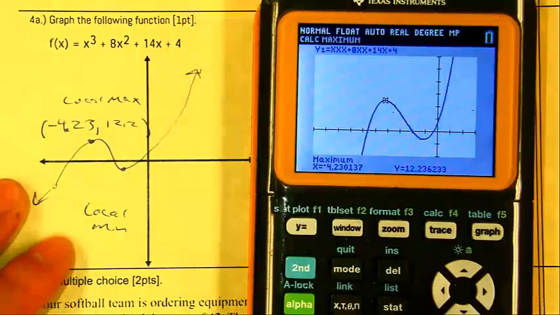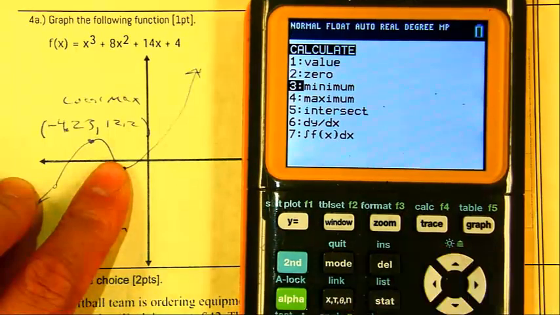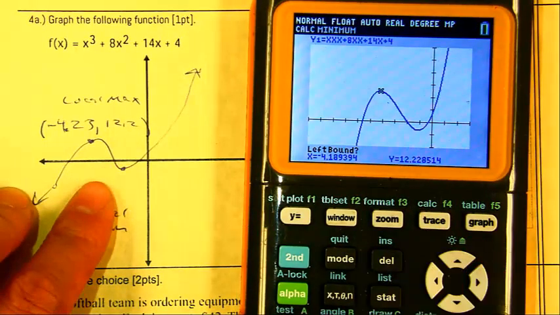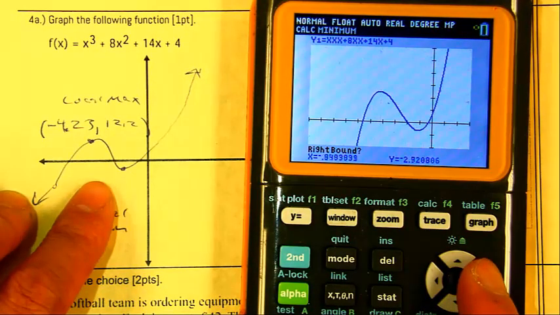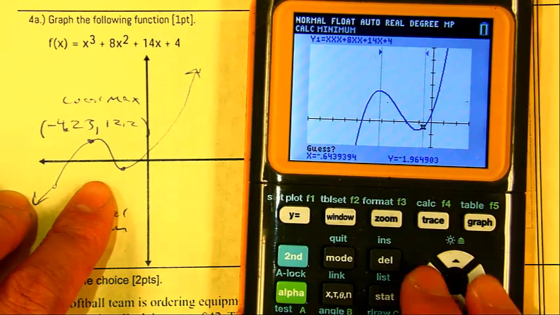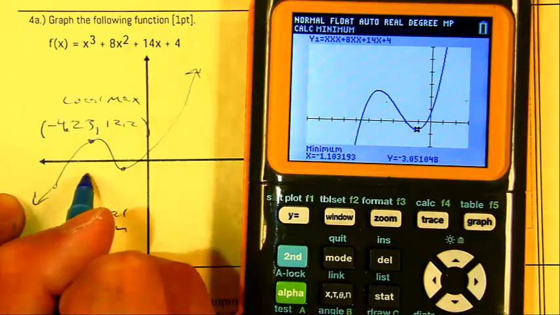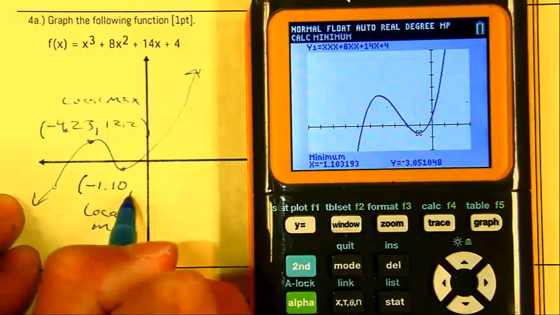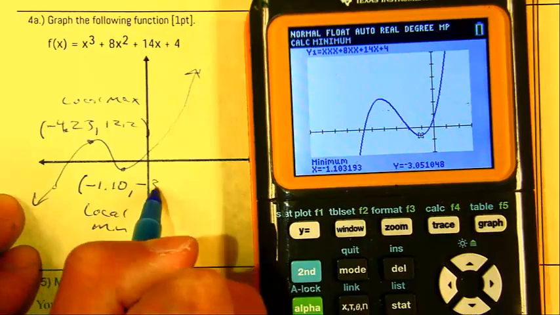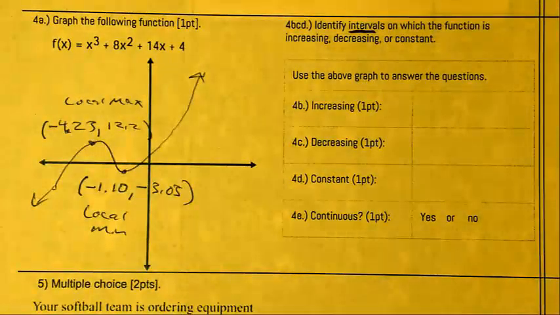And then the local minimum, second trace, minimum number 3. I'm already to the left of this point, so I can just press enter and then go all the way to the right. And then guess whatever I think the minimum is. And this gives me negative 1.10, comma, negative 3.05. Okay, no more calculator needed.